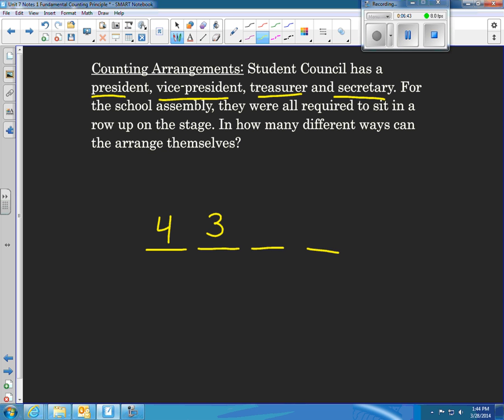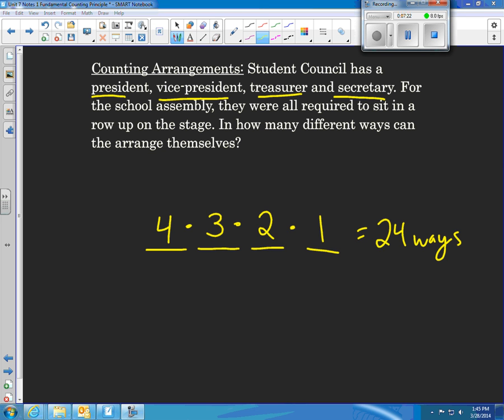Then in our next spot, let's say we choose to put the treasurer. And so that was only 2 to choose from, and then we have 1. So we are going to also multiply 4 times 3 times 2 times 1. So that is going to give us how many ways? 4 times 3 gives me 12, times 2 is 24, times 1 is 24 different ways to sit in that arrangement. Now you'll notice that our number went down and decreasing. It was in order, 4, 3, 2, 1.